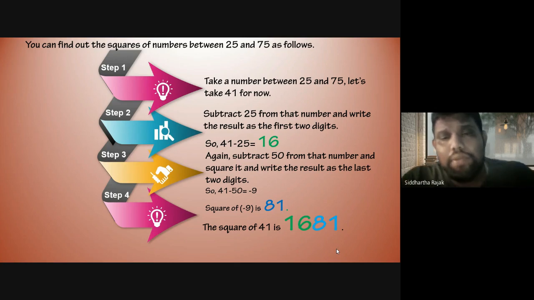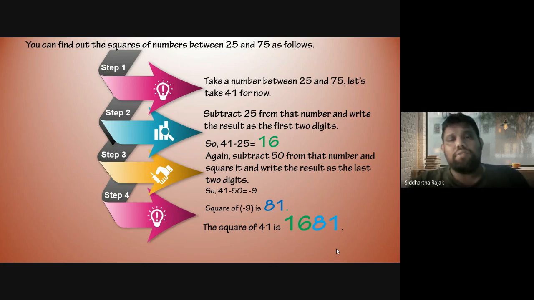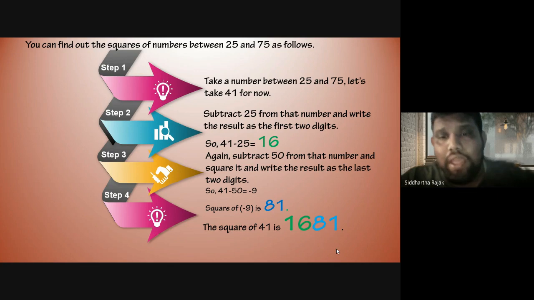Now, using the mental mathematics approach, the students or whomever we want to inculcate this idea with, we can just make them subtract 25 from the given number and then 50 from the given number. But whenever we subtract 50, whatever number comes up, we just need to square that number, and then place it after the number that we got while subtracting 25 from. So it is 1, 6, 8, and 1. So likewise, you can find the square of any numbers between 25 and 75.